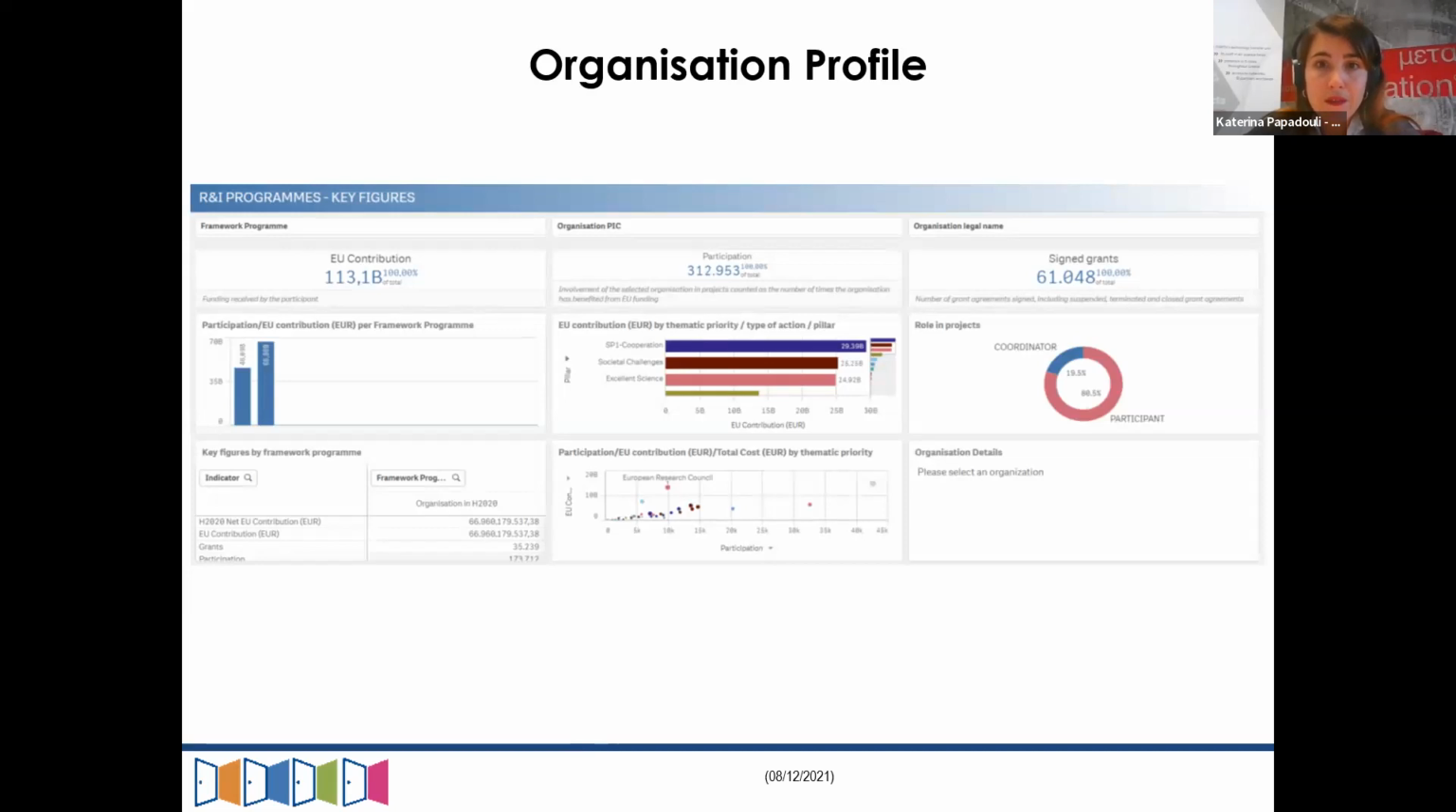Also, we have organization profiles, another important data sheet where we can see the performance of an organization, both in Horizon 2020 and in FP7 in different thematic priorities. We can see the EU contribution, the participations, the signed grants. We can also filter and see the participation of the organization as a coordinator or as a participant.